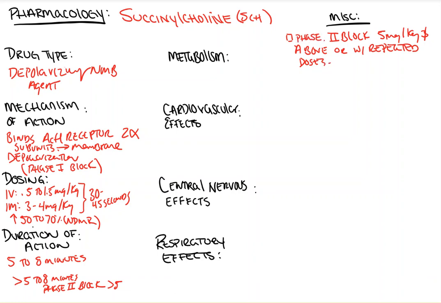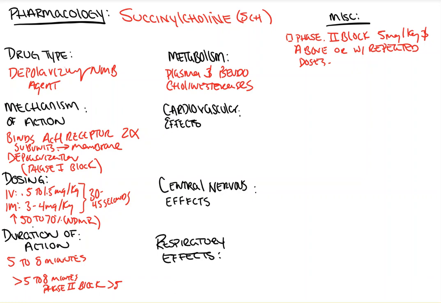So on to metabolism. As I mentioned, the drug only lasts about 5 to 8 minutes, and that's because of hydrolysis via plasma and pseudocholinesterases. These are enzymes that break down the succinylcholine and acetylcholine molecules. Now, they are made in the liver, so patients with liver failure may have problems degrading succinylcholine, which can result in longer lasting effects.